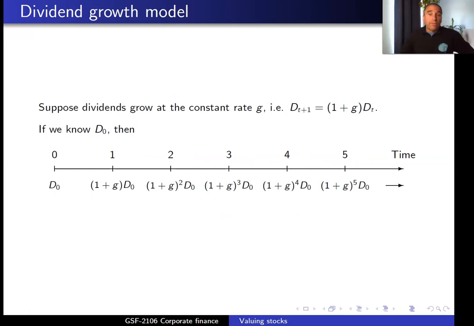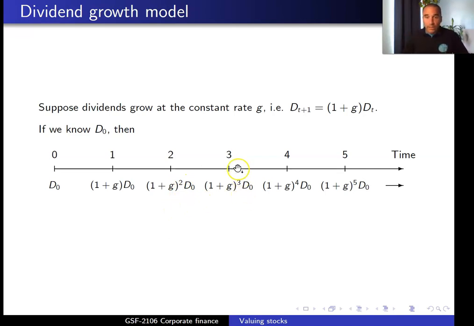Okay, if we know D0 and g, and D1 is equal to 1 plus g times D0, then every dividend is just 1 plus g to the power its own time period times D0. So if our starting point is D0, D1 is 1 plus g to the power 1 times D0. D2 is 1 plus g to the power 2 times D0.